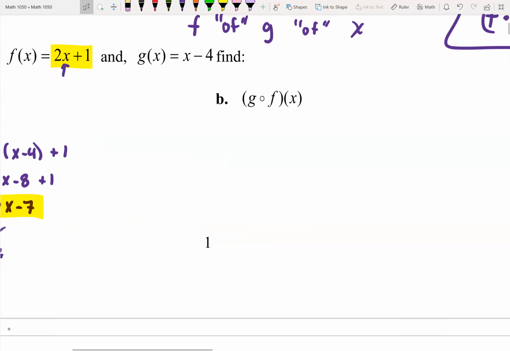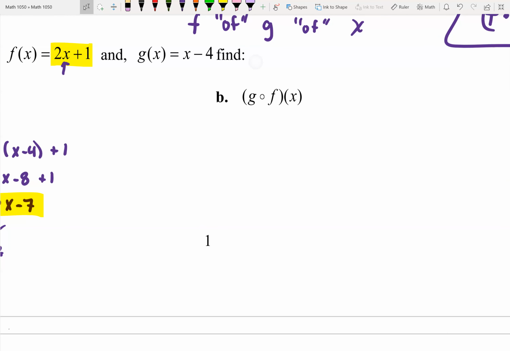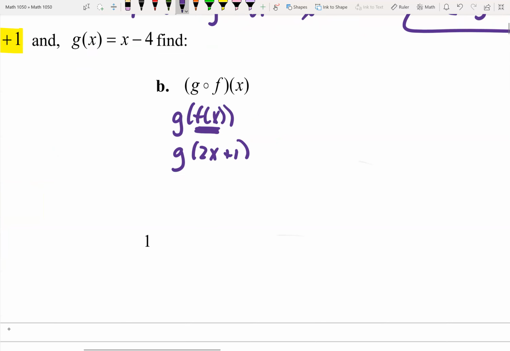Let's do this one. So we're going to rewrite this as g of f of x. Take that f of x and replace it with what f of x is. So I'm finding g of 2x plus 1.